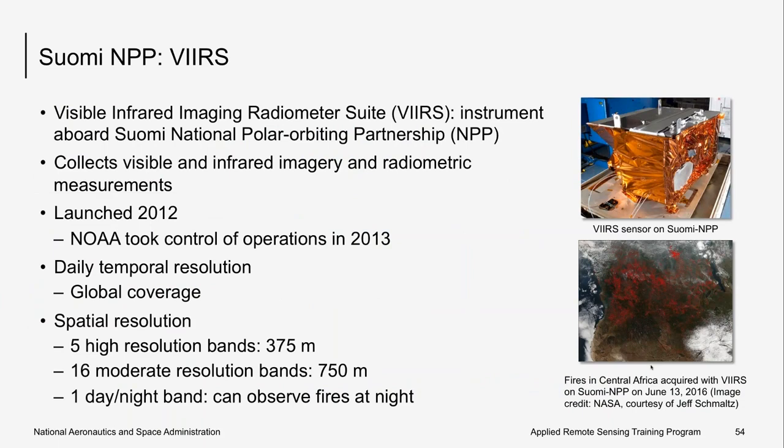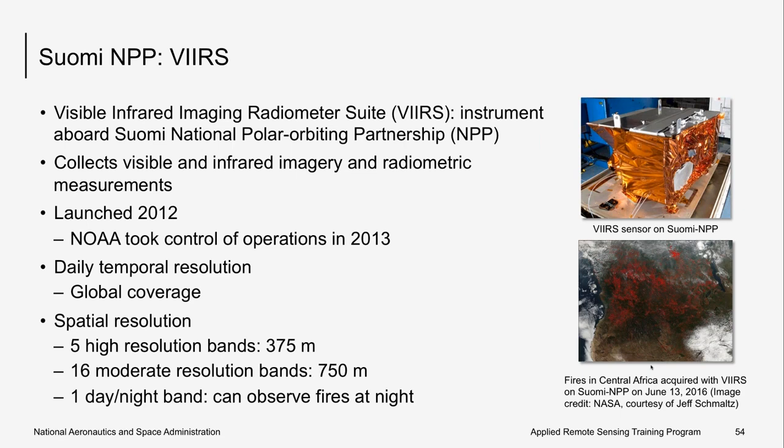Another newer satellite that's important for forest applications is the Suomi NPP satellite with the VIIRS sensor on board. VIIRS was launched in 2011, and the spatial resolution is 375 meters or 750 meters, depending on the product. And this has a similar temporal resolution as MODIS.